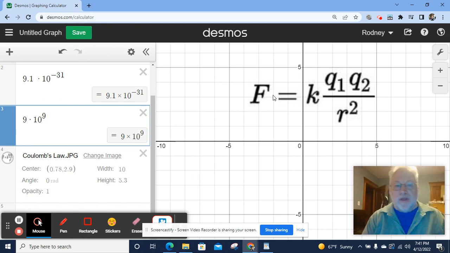And here's the formula. F stands for force. K is some number. It happens to be 9 billion. And Q1 means the electromagnetic charge of one object. And Q2 is the electromagnetic charge of another object. And R squared, that's the distance between the centers of the two objects.